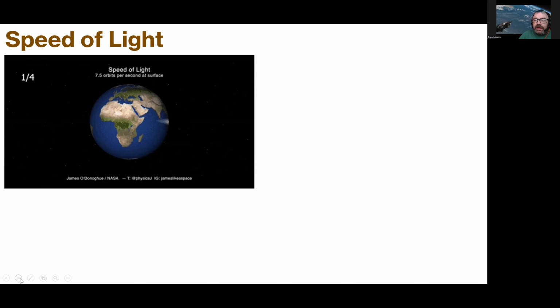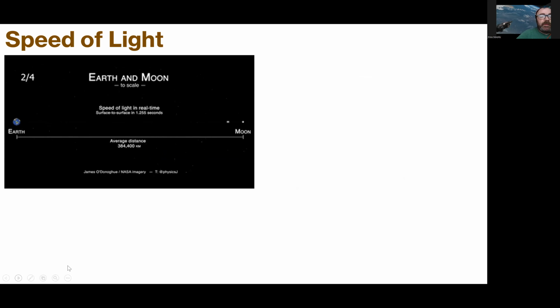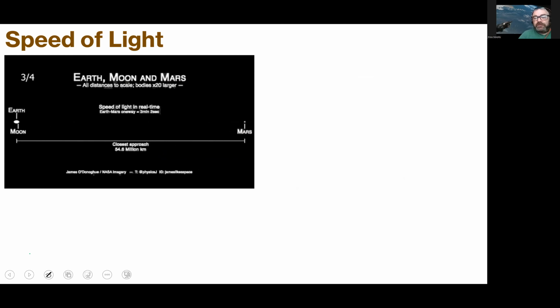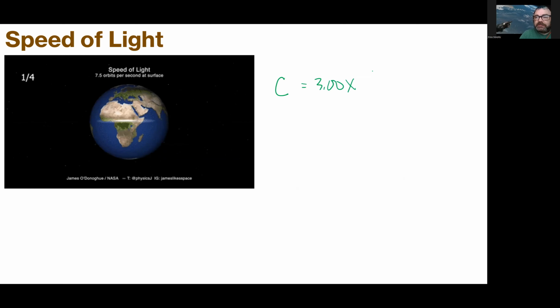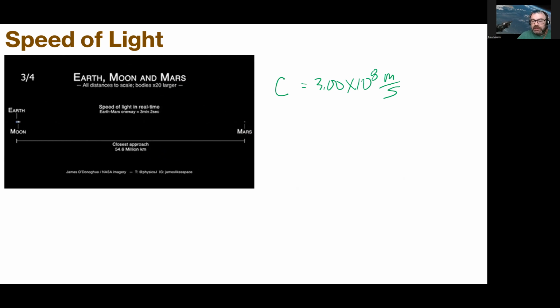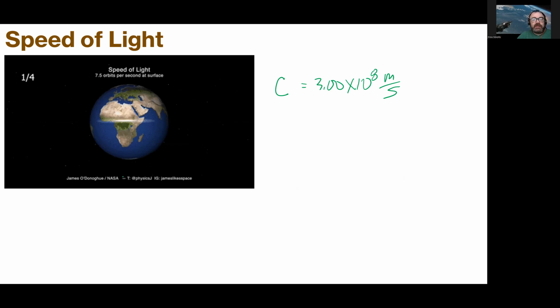Speed of light, we treat this as a constant. It is a constant as long as we're in a vacuum, and in air, it's roughly the same. We call this constant c, and it is 3.00 times 10 to the 8th meters per second. You may see slightly different numbers in different areas, but they're all roughly 3 times 10 to the 8th meters per second, and we use them accordingly. So the speed of light is really fast.